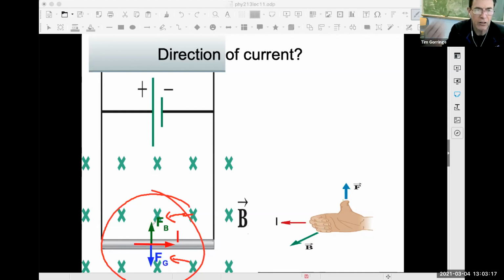If you point your hand in the opposite direction, from right to left, and then curl your fingers in towards the screen, now I would get a force that is downwards. So that would not balance. That could not counteract gravity. So it must be that the current is flowing towards the right. The current can't be flowing towards the left. So that's the direction.